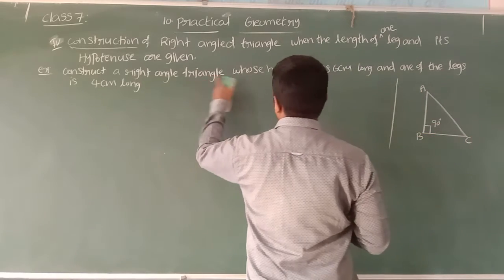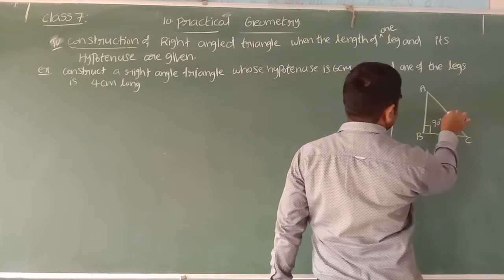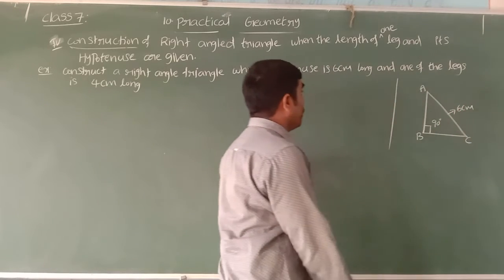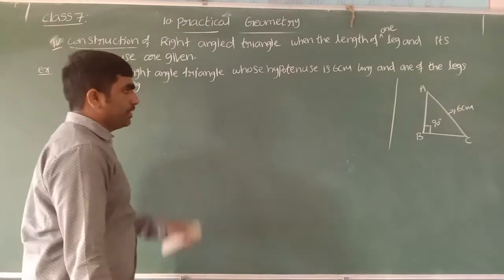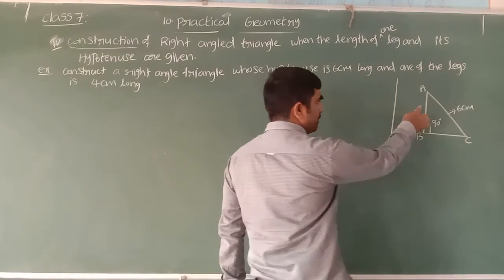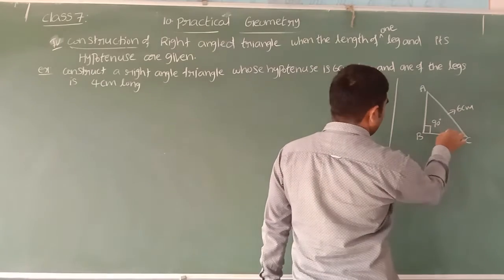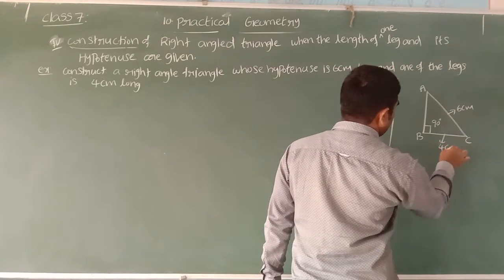They said the length of the hypotenuse is 6 cm. AC is called the hypotenuse, whose length is 6 cm. And one leg is 4 cm. You can take any one leg, from AB and BC. The length of one leg is 4 cm. Let me take BC as 4 cm.